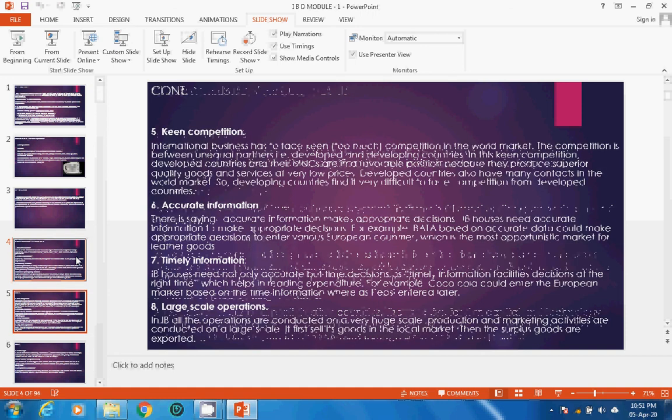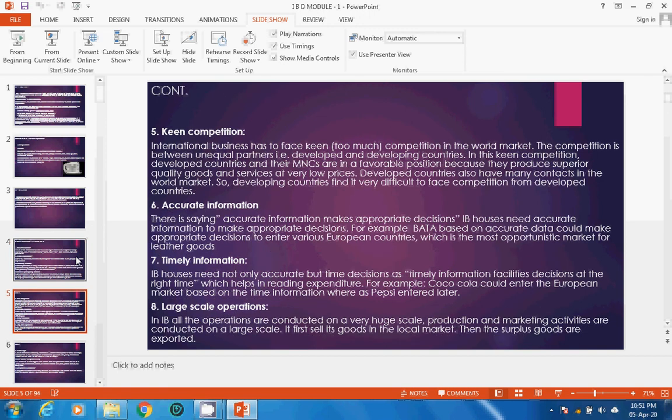Keen competition. International business has to face tough competition in the world market. The MNCs, especially in developing countries, may not be able to compete with the companies which are participating in the global market.